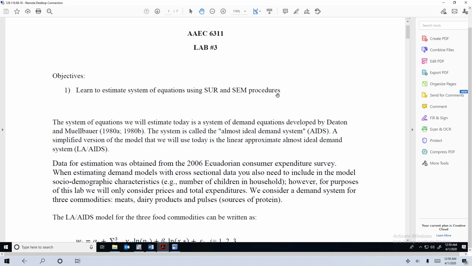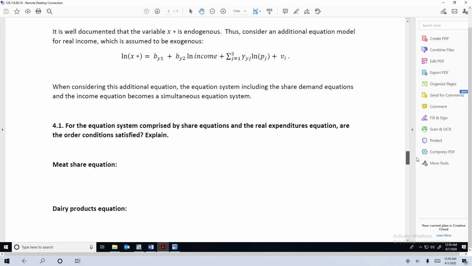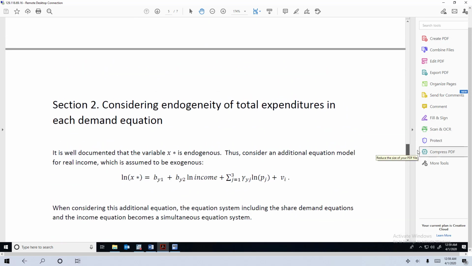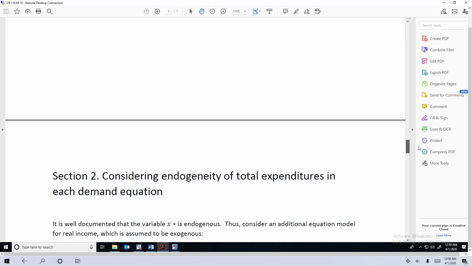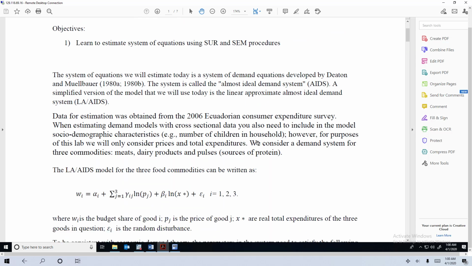I usually cover everything, both SUR and systems of equation models, and then I do the lab. But this time I decided to start working on the lab right after we talk about the SUR, so we can work on the first part of the lab. This first part is called section 1, and section 2 will be the part that corresponds to simultaneous equation models.